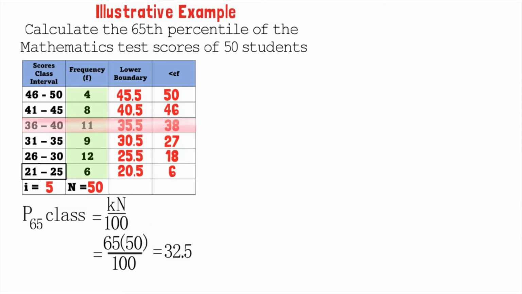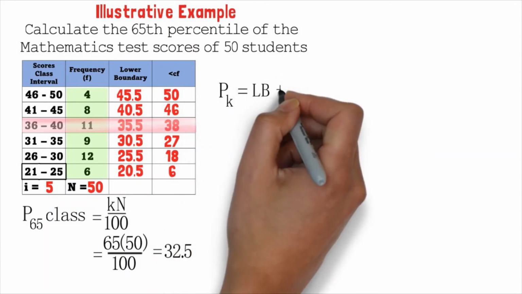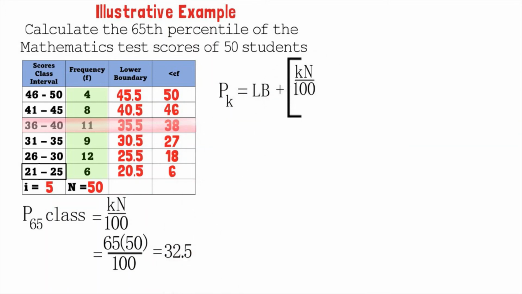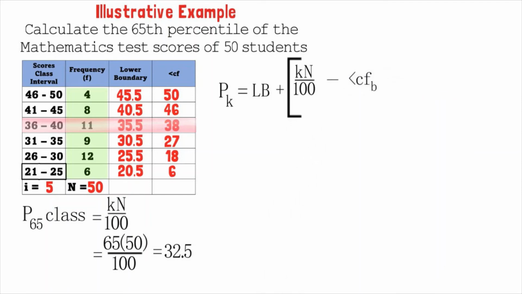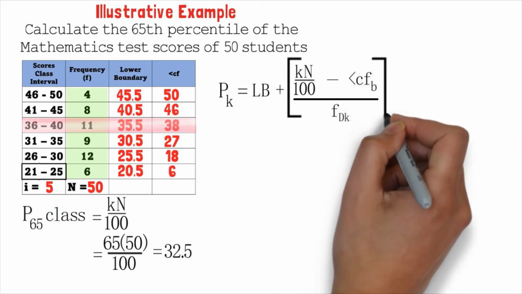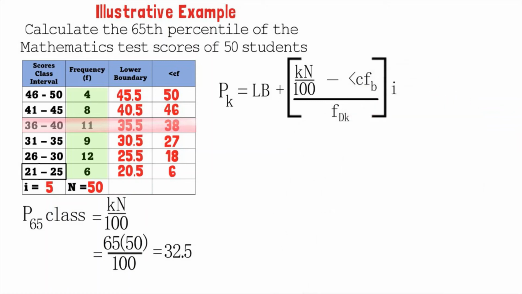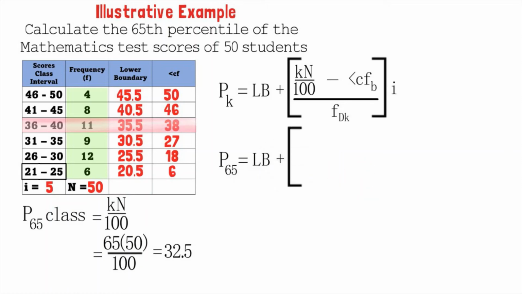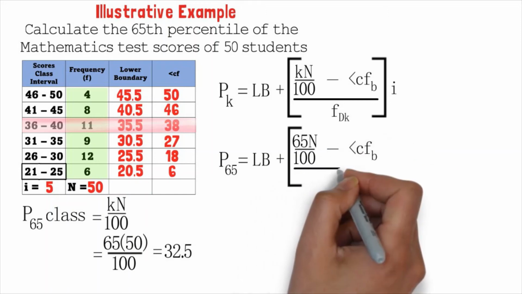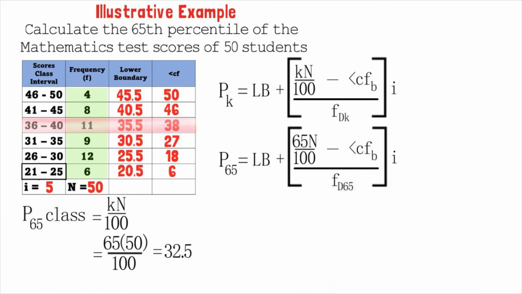So ang formula natin ay P sub k is equal to LB plus the quantity k times n divided by 100 minus the less than cumulative frequency before the pk class divided by the frequency of the p sub k class times the interval. Since we're looking for P65, that means we have P sub 65 is equal to LB plus the quantity 65 times n divided by 100 minus CF sub B divided by F sub P sub 65 times I. Let us first identify yung ating mga variable.